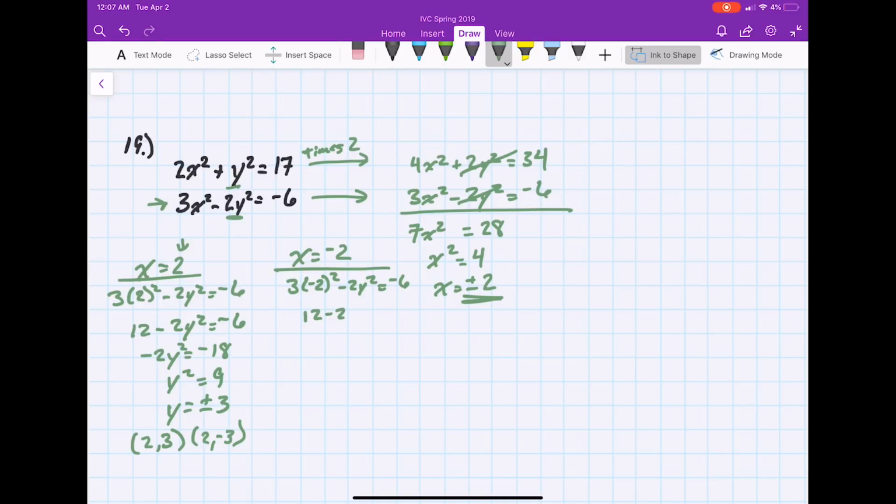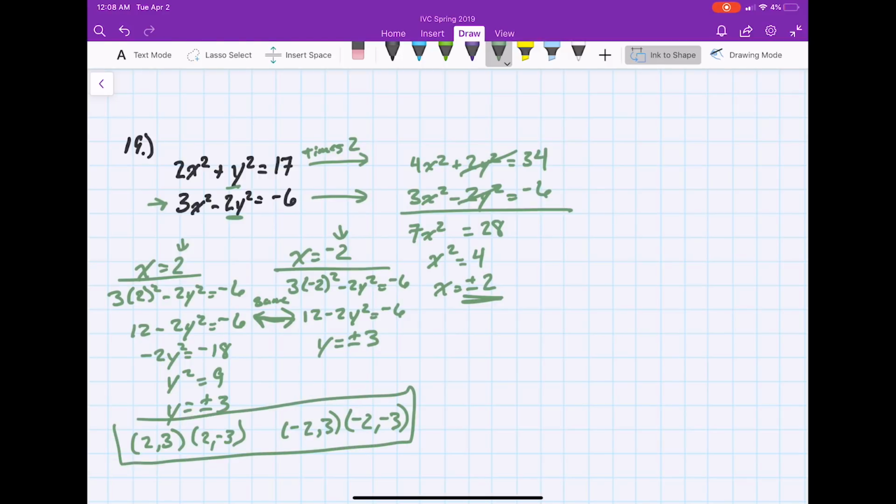This is going to be 12 minus 2y squared equals negative 6. This is the exact same place we were at over here. They're the same, so I know that I'm going to get y equals plus or minus 3 again. So my next two ordered pairs are going to be -2, comma 3, and -2, comma -3. And there you go, that's number 19. Pretty simple.